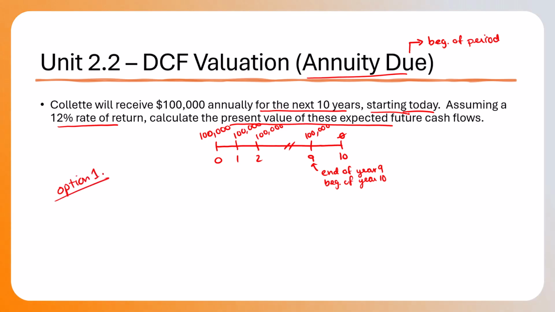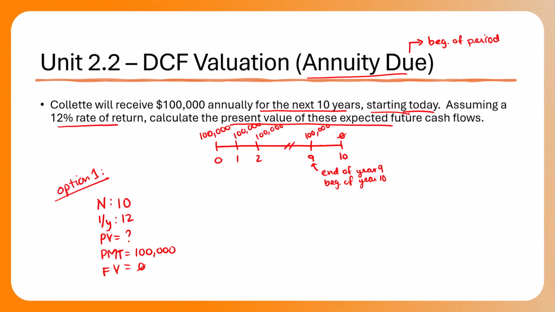Okay, we know it's an annuity due, but option 1 assumes it's an ordinary annuity. So we're going to put N as 10, IY is 12, payment, that should be PV. PV is what we're trying to find. The payment that she's going to receive is $100,000, and the future value is, in fact, 0.